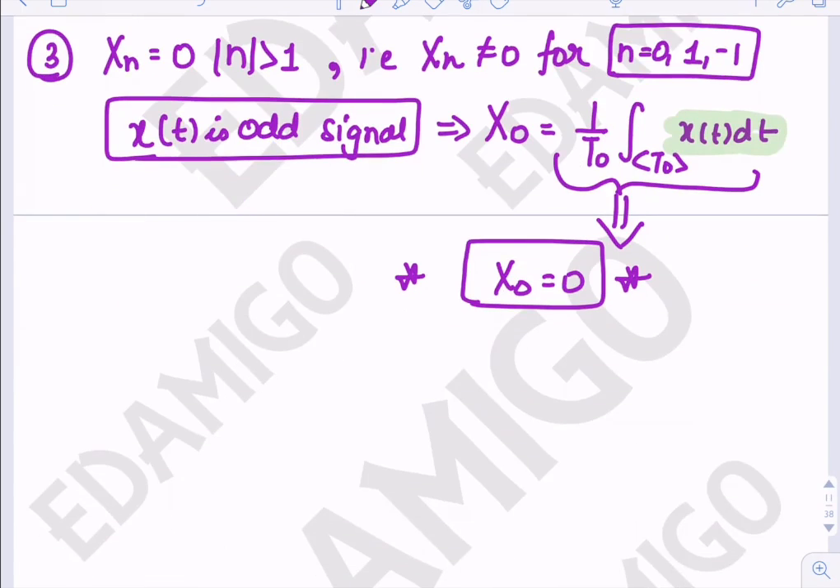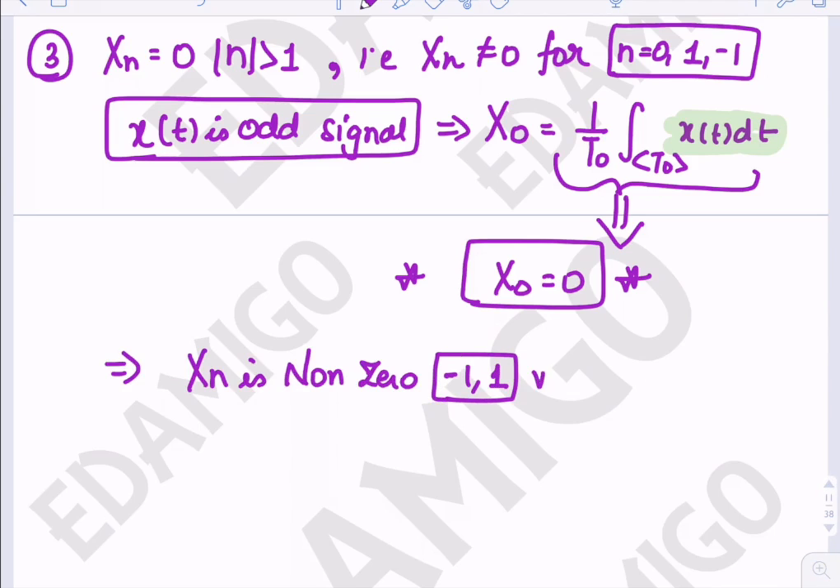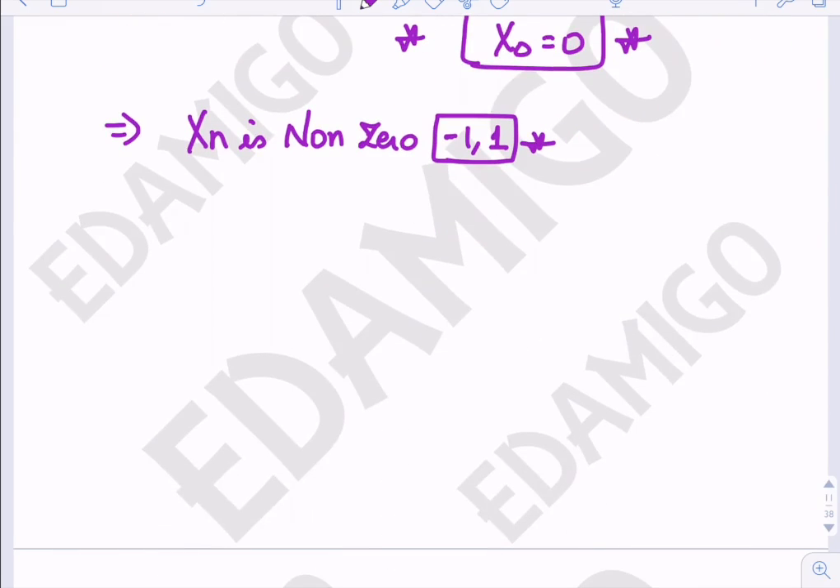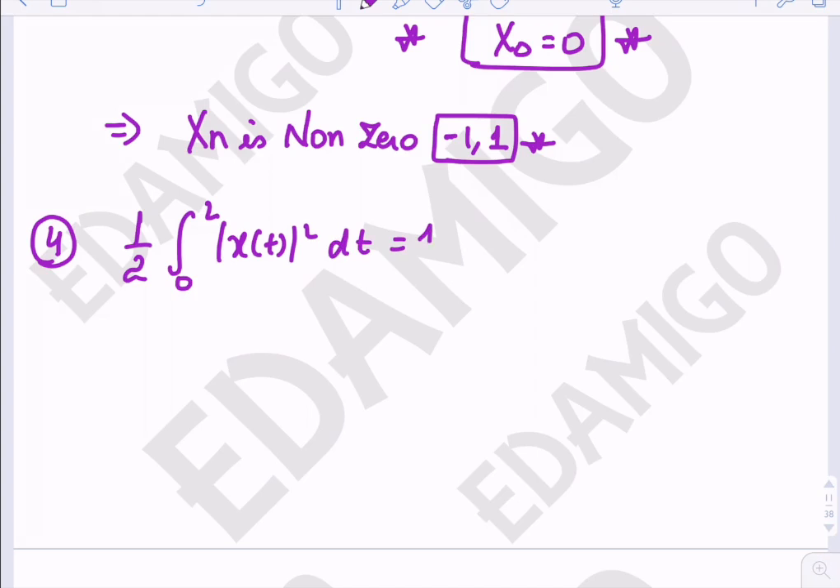Okay, so finally we get that xn is non-zero only at minus 1 and 1. Okay, now the fourth point. Fourth point is 1 upon 2 integration 0 to 2 mod of xt whole square dt is equals to 1.